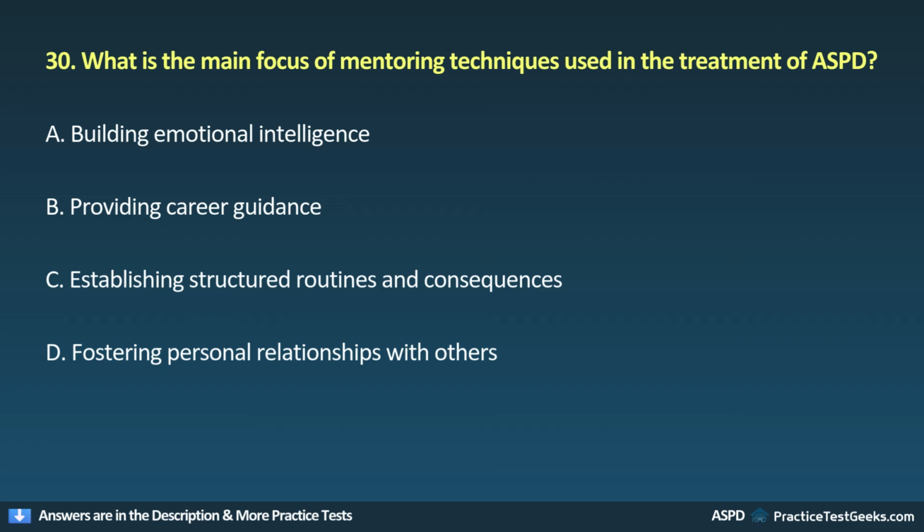30. What is the main focus of mentoring techniques used in the treatment of ASPD? A. Building emotional intelligence. B. Providing career guidance. C. Establishing structured routines and consequences. D. Fostering personal relationships with others.